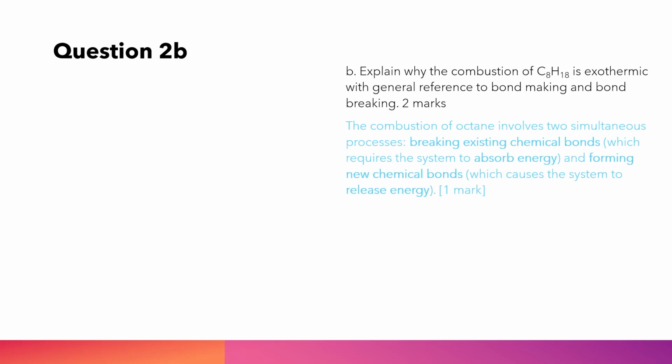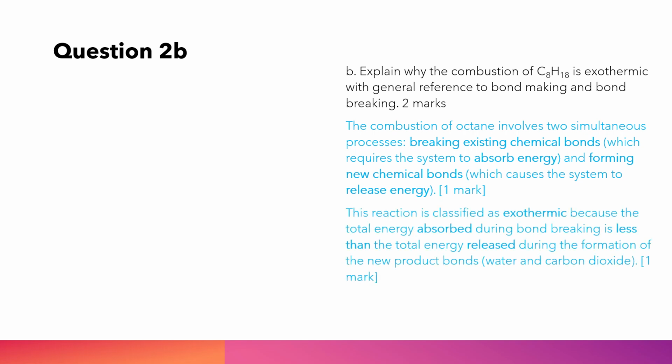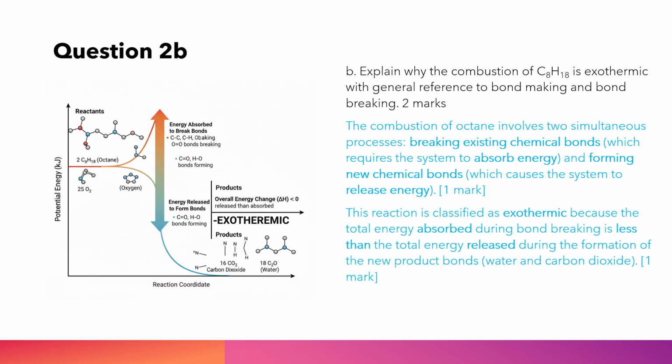The combustion of octane involves 2 simultaneous processes: breaking existing chemical bonds, which requires the system to absorb energy, and forming new chemical bonds, which causes the system to release energy. This reaction is classified as exothermic because the total energy absorbed during bond breaking is less than the total energy released during the formation of the new product bonds, water and carbon dioxide.